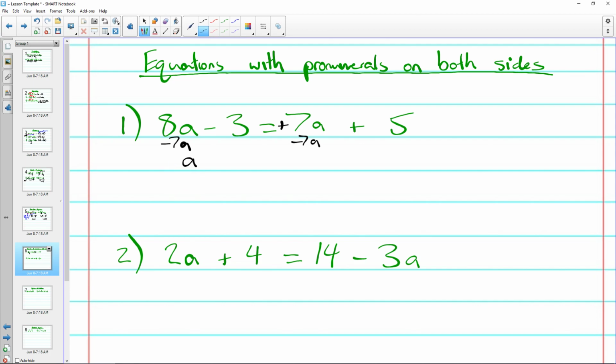Now, we don't do negative 3 minus 7 as well, because again, they're not like terms. We can only add and subtract like terms. So we're just going to keep that minus 3, and that equals 5, because the other side cancelled out. And now that's an easy equation to solve. The opposite of minus 3 is plus 3, so we have a equals 8. And again, we can sub our number in to check to see if our answer is right.